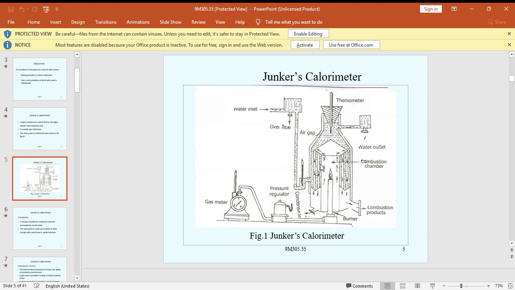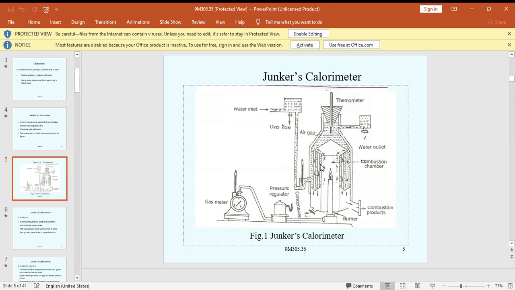The Junkers gas calorimeter is used to find out the higher calorific value of gaseous fuel. Next, we study the flow of the gas calorimeter and the description of the gas calorimeter.